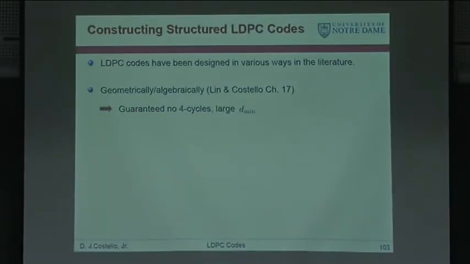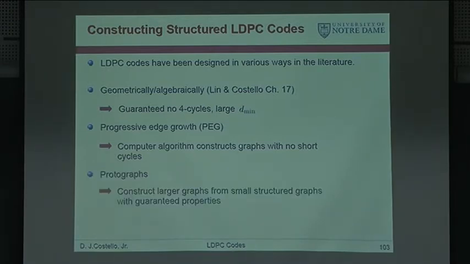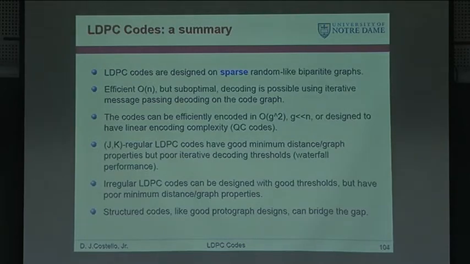So LDPC codes have been designed in a number of different ways. There's the geometric algebraic structure, which we had in our book, which guarantees no four cycles and a large minimum distance. Progressive edge growth is a computer search algorithm which can eliminate graphs with short cycles, so it gives us larger girths. And a protograph construction, which we're going to talk about now, is a way of constructing larger graphs from small graphs with a certain structure which guarantees us some good properties. And there are lots of others.